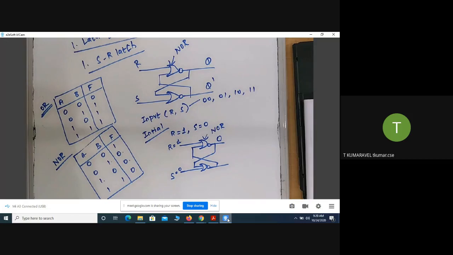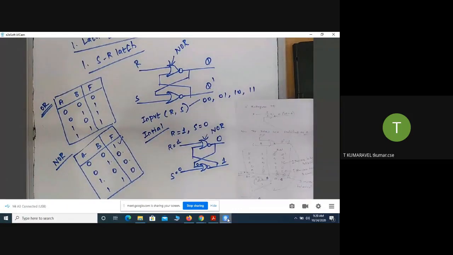For example, here R equals 1, so irrespective of the other input, the NOR gate generates output equal to 0. This is the input for the other gate. Here S equals 0, and the feedback value is also 0. Look at the NOR table: whenever both inputs are 0, the output is 1.